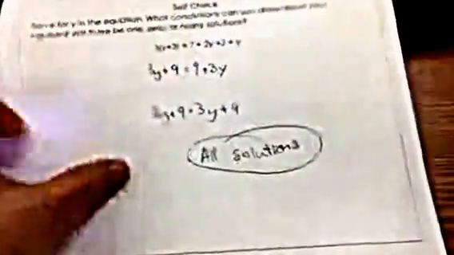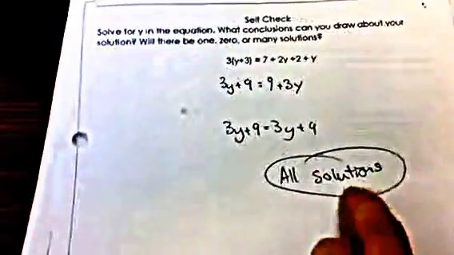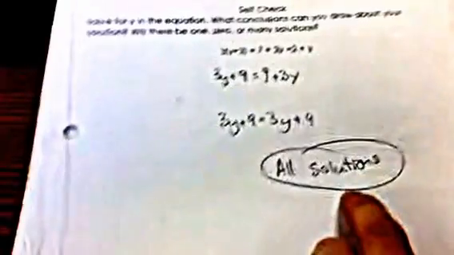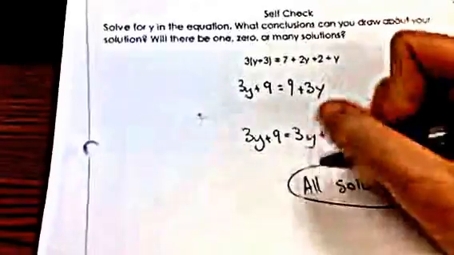So that's pretty much it for today. You can go ahead and try the self-check. You can see how it ends up working out. If you do the work and then check back, you should end up with infinitely many solutions. That's how I would say it instead of all solutions.